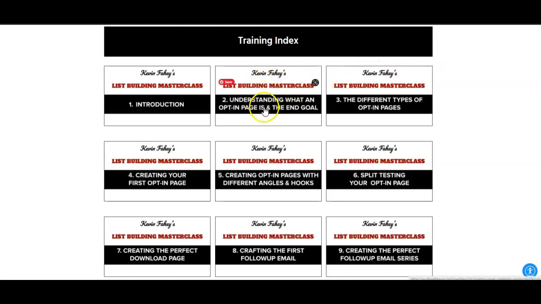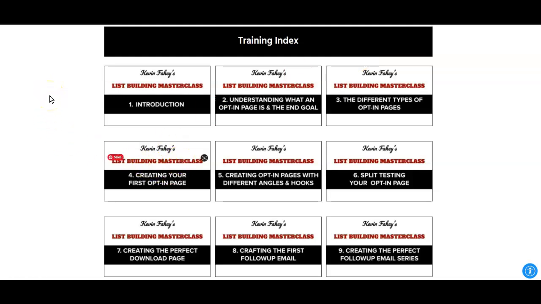Lesson number 2 is understanding what an opt-in page is, and he also gives a few tips about how you can build your email list. Lesson number 3, the different types of opt-in page. He talks about the difference between home page and squeeze page, and he also shows us in his page builder this kind of page and what this page did for him. Lesson number 4, creating your first opt-in page.